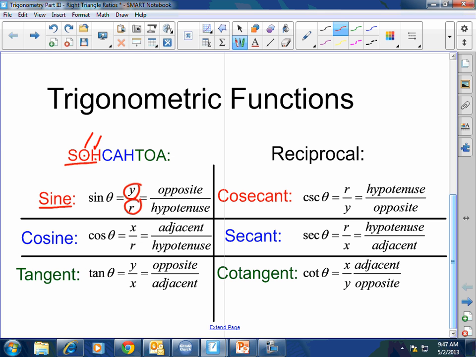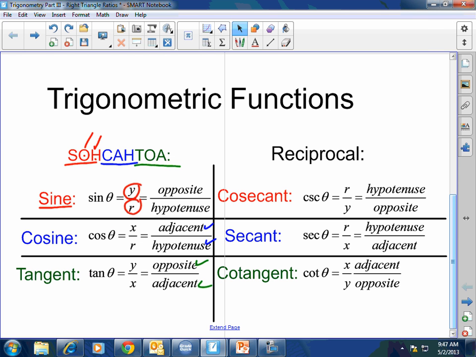So, opposite over hypotenuse. Ka, adjacent over hypotenuse. Toa, opposite over adjacent. So sine, opposite over hypotenuse. Cosine, ka, adjacent over hypotenuse. Tangent, toa, opposite over adjacent. SOHCAHTOA.